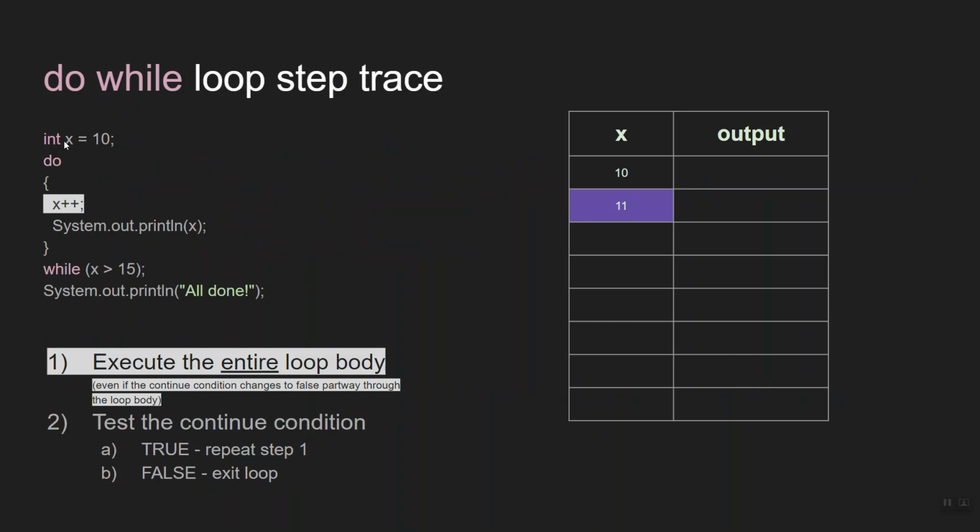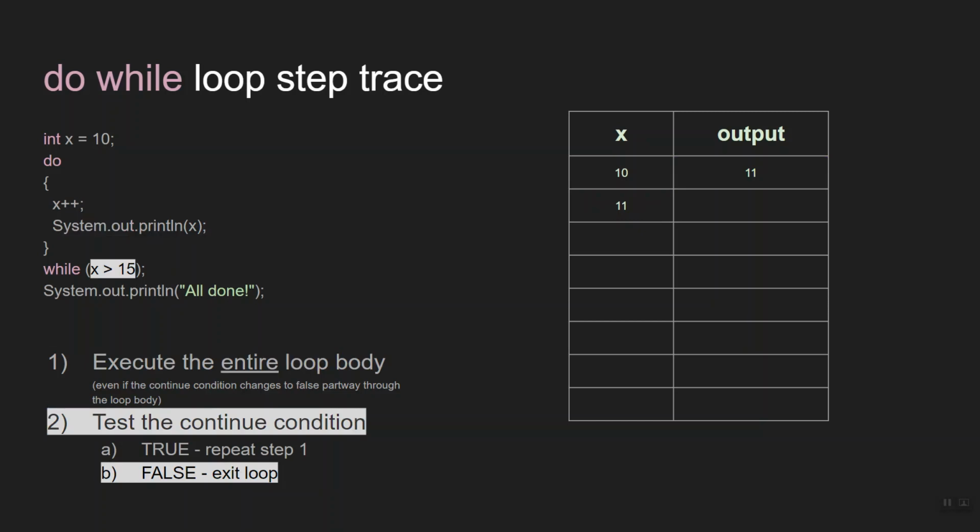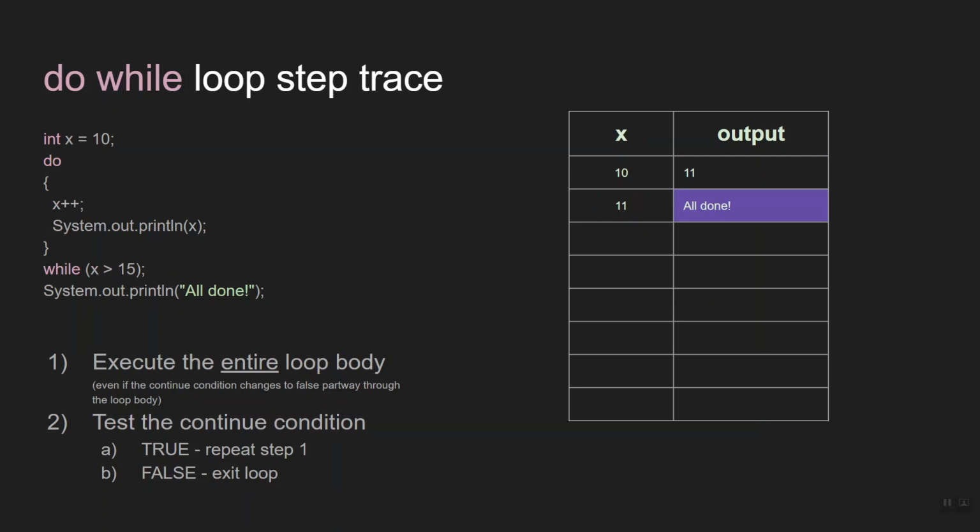So here you see int x equals 10. What I want you to do is run this code body. So I use the keyword do. So it's going to execute. We see x increases by 1 from 10 to give me 11. It prints 11. Then it checks: is 11 greater than 15? That's false. So the loop ends and it prints all done.